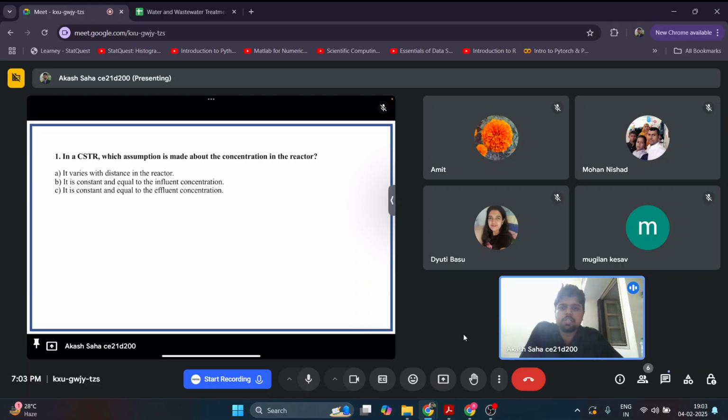So the question is, suppose we are inputting something into the reactor. What is the concentration inside? Is it varying or is it constant? And if it is constant, whether it is equal to the influent concentration or to the effluent concentration. Just to give you some context, because all of you are giving different answers.